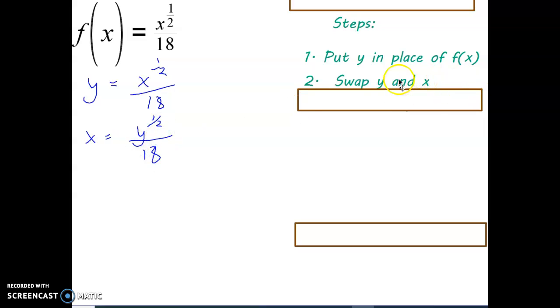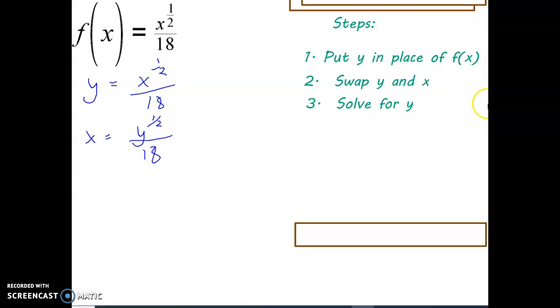All right, and then our next step, solve for y. Okay, so let's see what we can do here. Trying to get y by itself. Y has this exponent on it, but that doesn't affect the 18. So let's multiply both sides by 18. Remember how we did that to clear out the fraction? Divided by and multiplied by are inverses, so they cancel one another out. And I get 18x equals y to the 1/2 power.